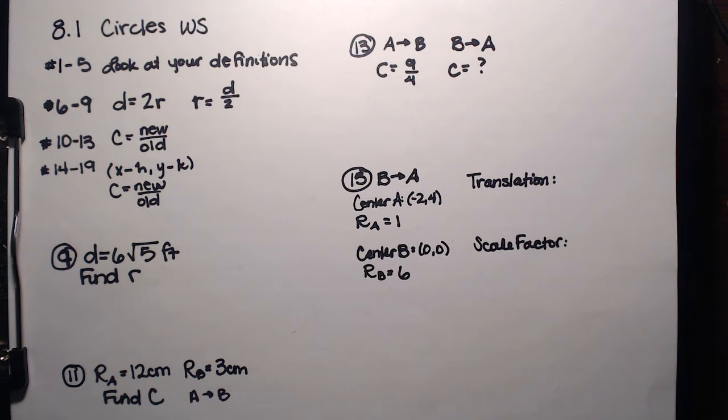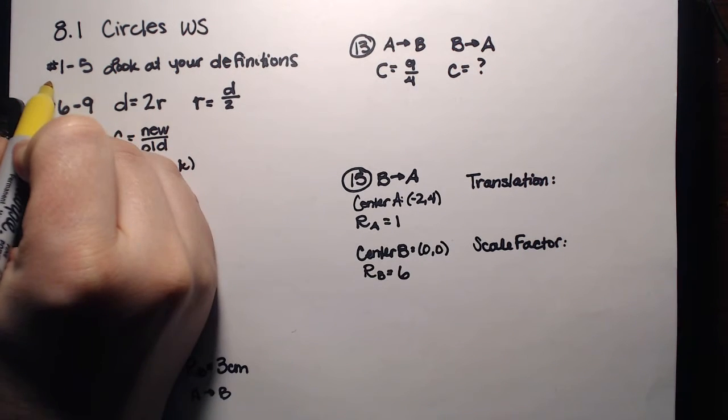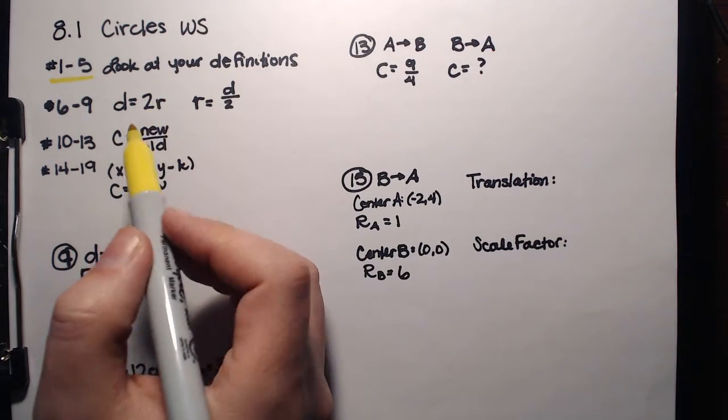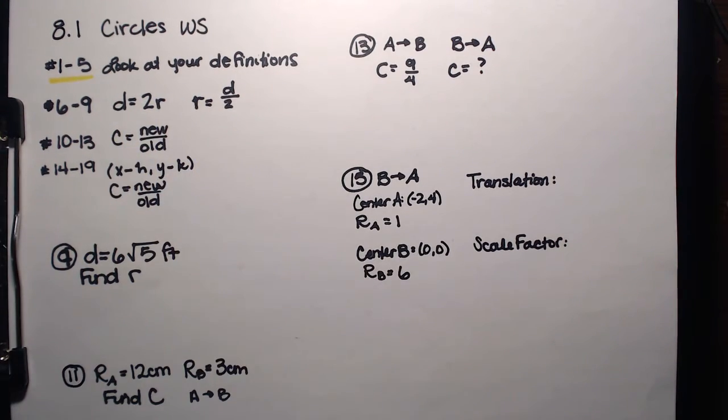I'm going to look at some of the problems on 8.1 on that worksheet. This one's all about circles. So some helpful information at numbers 1 through 5. Just look at your definitions and match things up. I just need you to understand what certain terms mean.